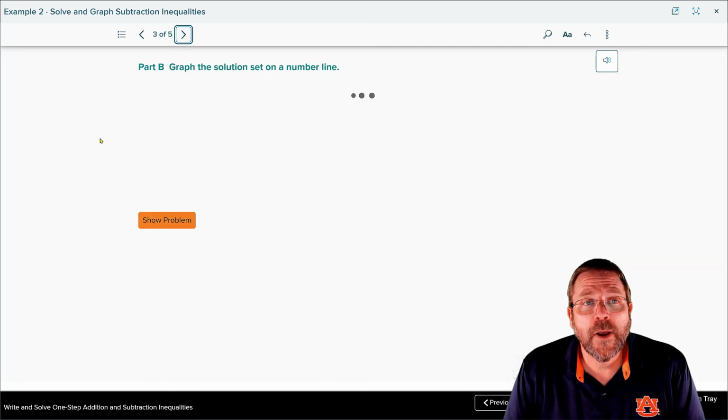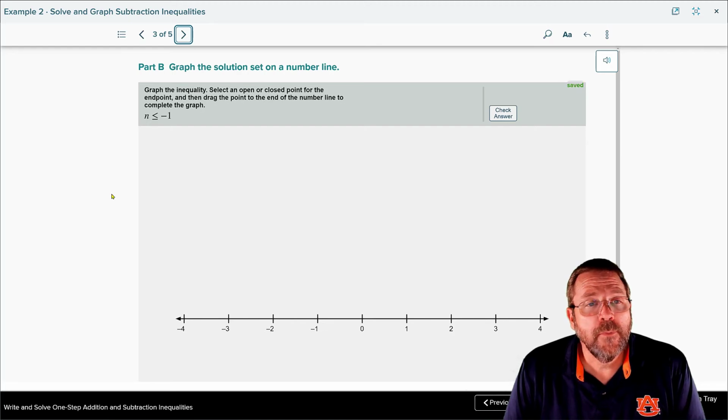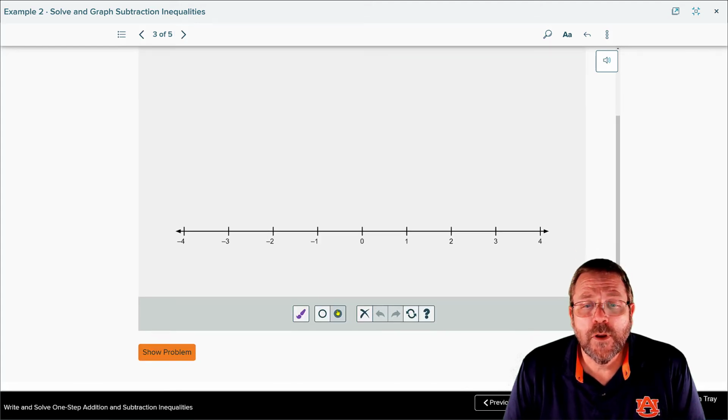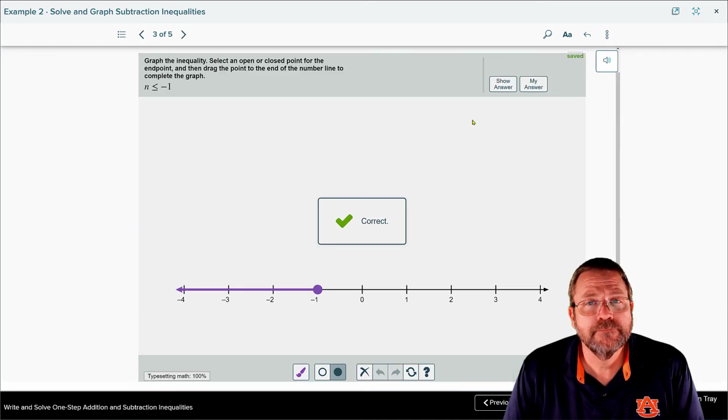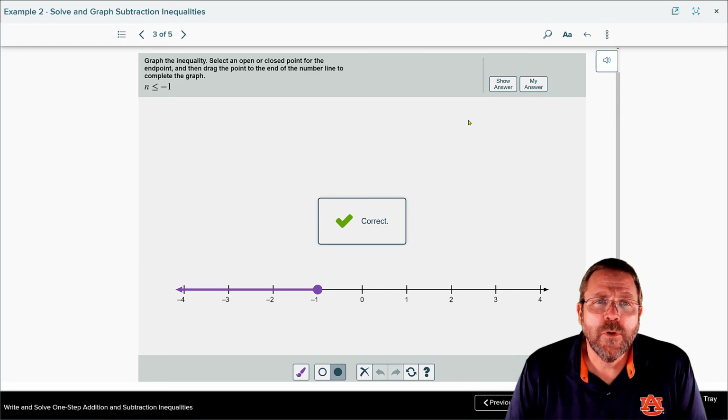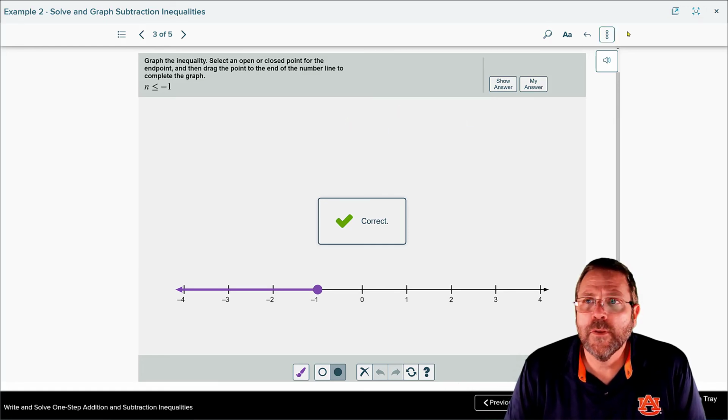Now we're going to have to graph it on our graph. Same situation. We're going to start at -1. In this case, your variable is smaller than or equal to the -1. Because it's smaller than, we go to the left side of it. Because it's or equal to, we start with a solid circle, draw it to the left, let it go, and check. And the answer checks. There really is nothing at all to solving these problems.